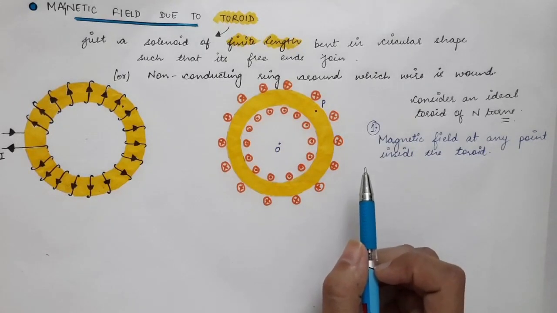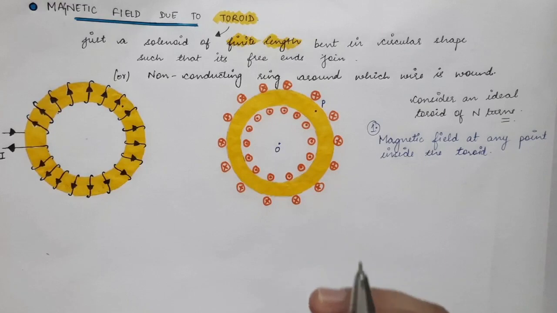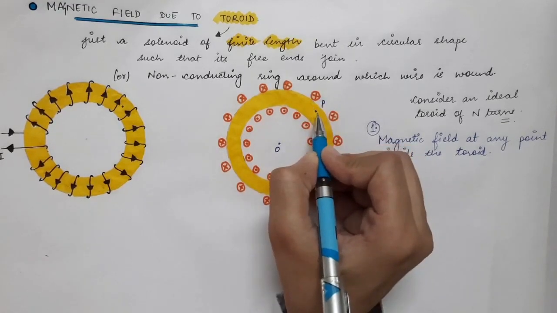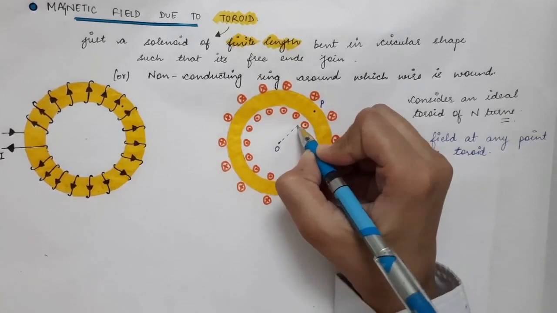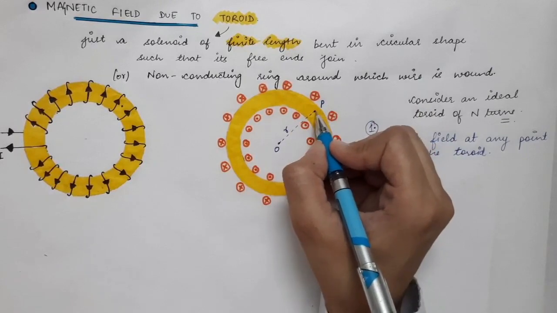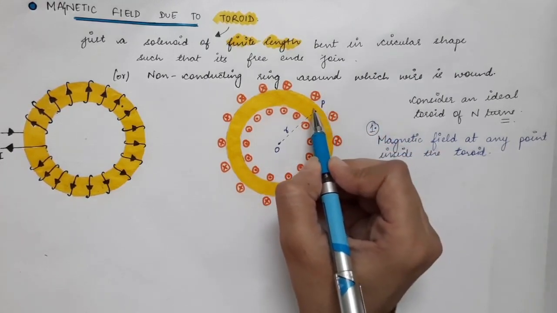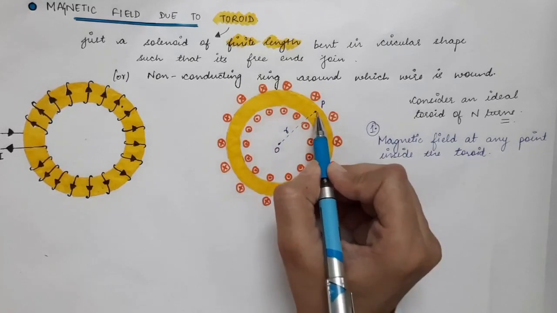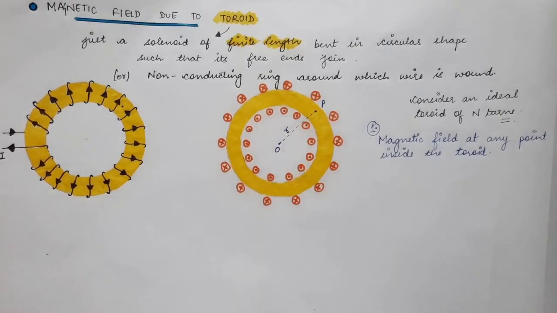We will be finding the expression of magnetic field using Ampere's circuital law, and we already know that to use Ampere's circuital law we must draw a closed path. So in this case also we will draw a closed path. We will draw a circle which passes through this point P and whose radius is equal to small r. This observation point P is at a distance of r from the center of the toroid.